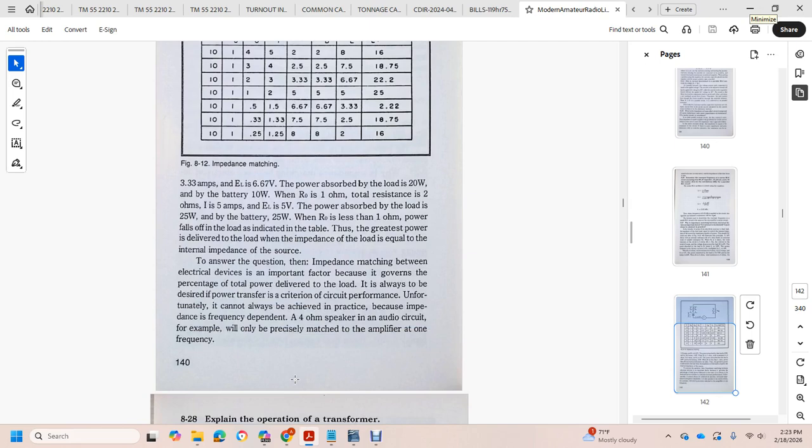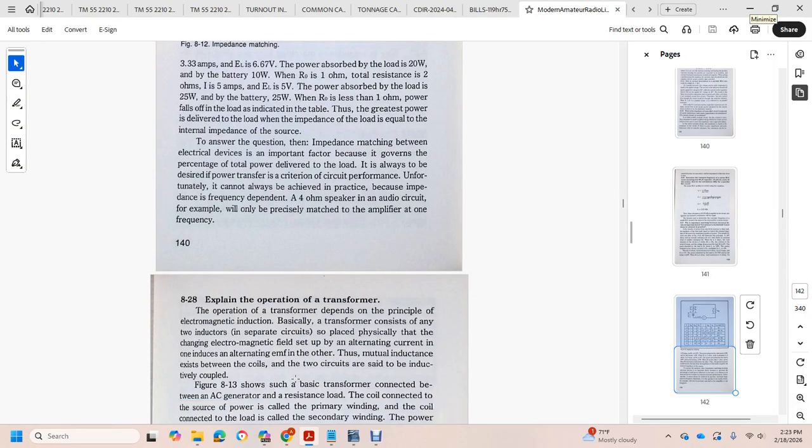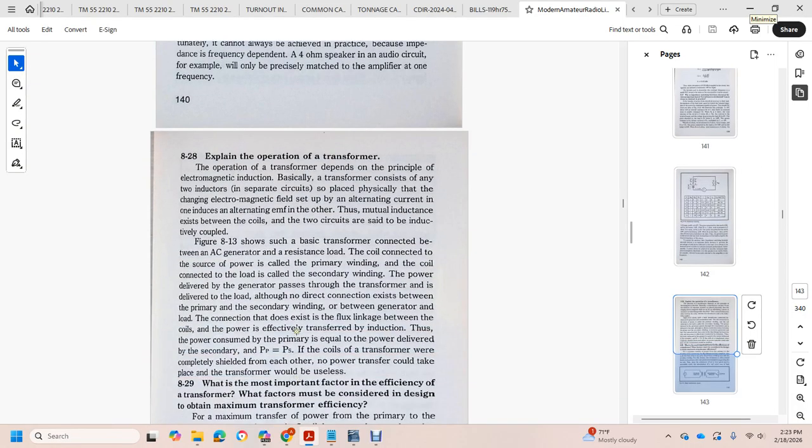of the total power delivered to the load, and there is always a desire for power transfer to improve circuit performance. Unfortunately, this cannot always be achieved in practice, since the input impedance is frequency dependent. With a 4 ohm speaker in an audio circuit, for example, the amplifier can be matched precisely only at one frequency. Explain the operation of the transformer.